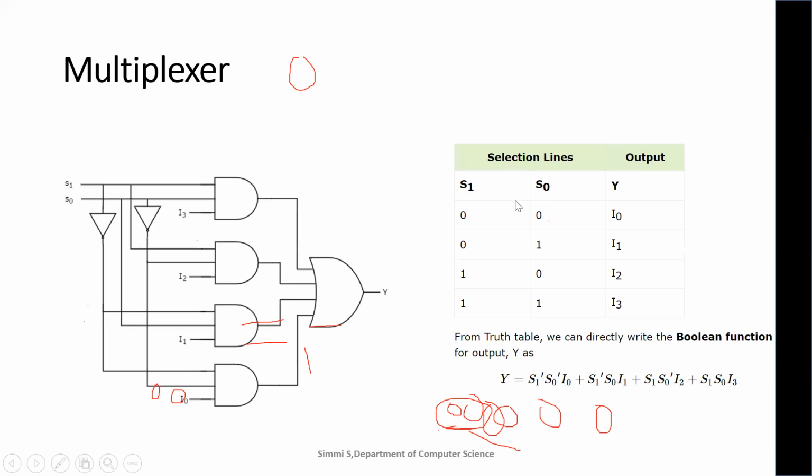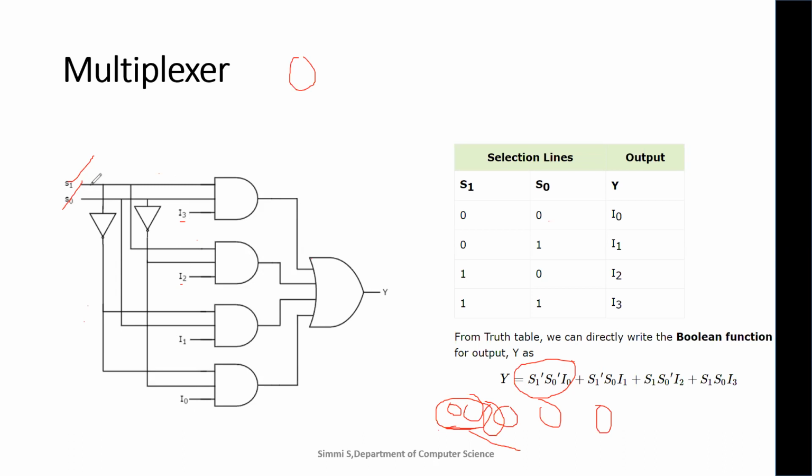See, this is the Boolean function, and this is our truth table. And from this, we are creating the circuit diagram. Just look at the circuit diagram. So what are the inputs? S1 is one input, S0 is another input. Then we are having I3, I2, I1 and I0. Consider this first case: S1 dash, S0 dash and I0.